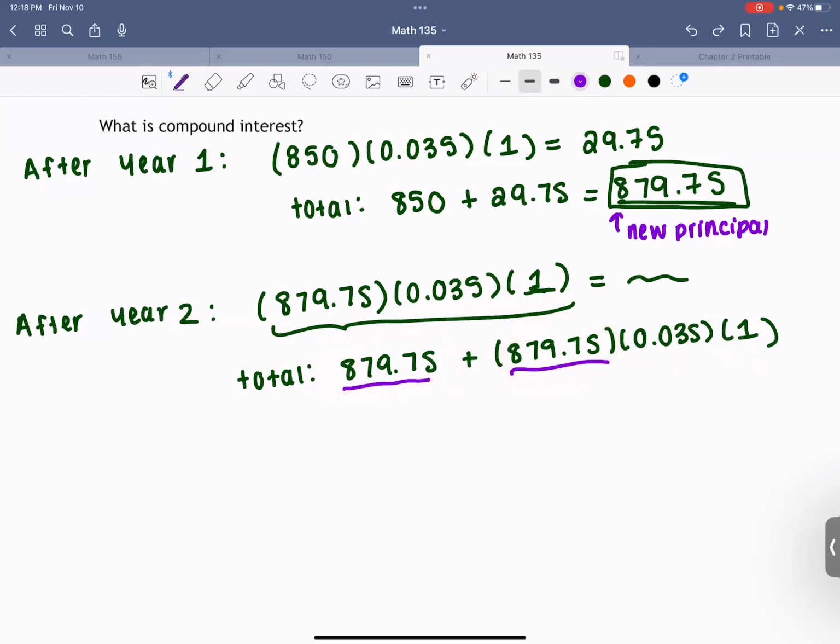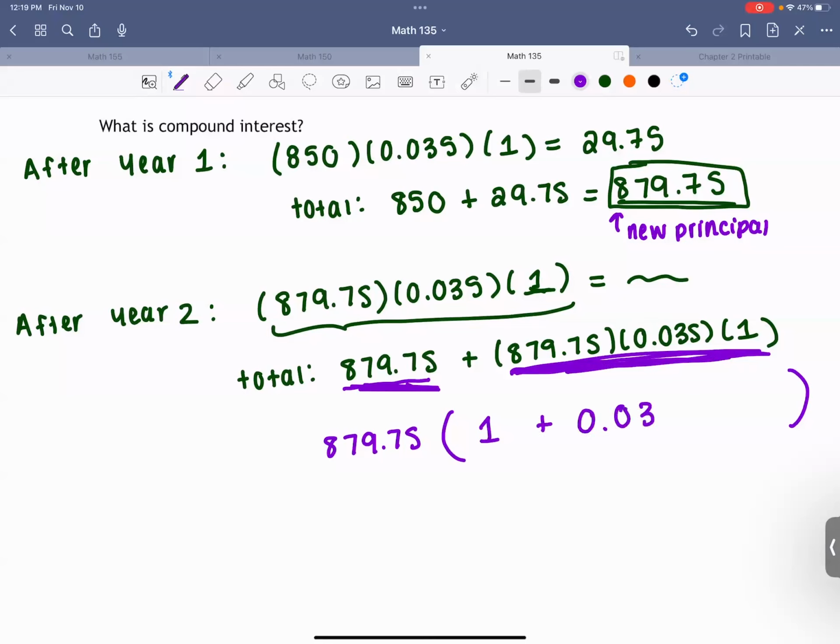Okay. And I know it's kind of weird factoring something out that is a number, but we can still do that. Okay. I have 879.75. What happens if I factor out 879.75? Just one, right? Because I factored it out. Let's do it here. I have 879.75 times 0.035 times 1. If I factor out the 879.75, what's left? Yeah, the 0.035. The one also goes away. We don't have to worry about that yet.